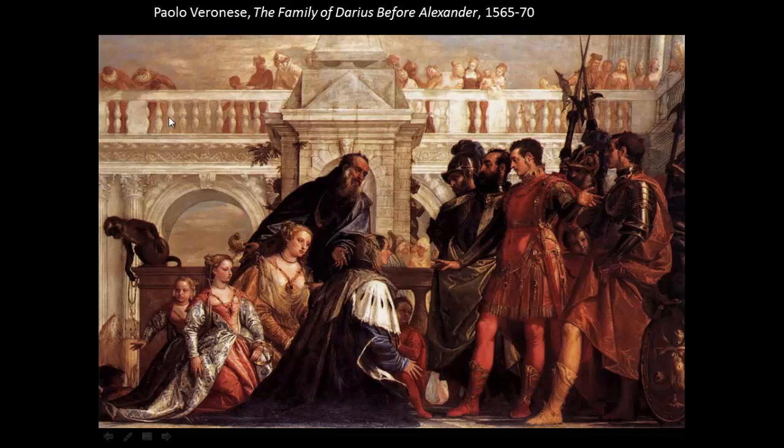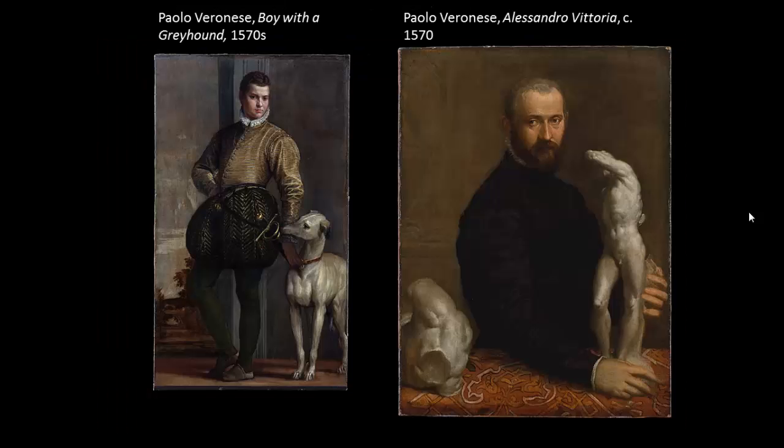The classicizing architecture acts as a screen for the main events taking place in the foreground, and you see another huge cast of characters in the background observing the events. Now remember, in his Inquisition testimony, Veronese calls himself very explicitly a painter of figures. So we know that that's what he emphasized in his work.